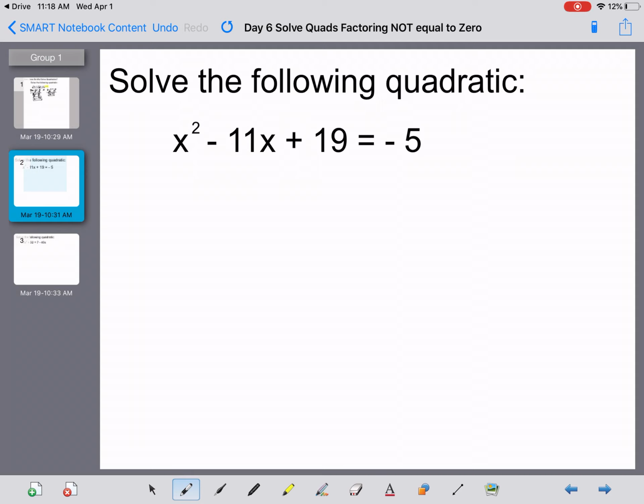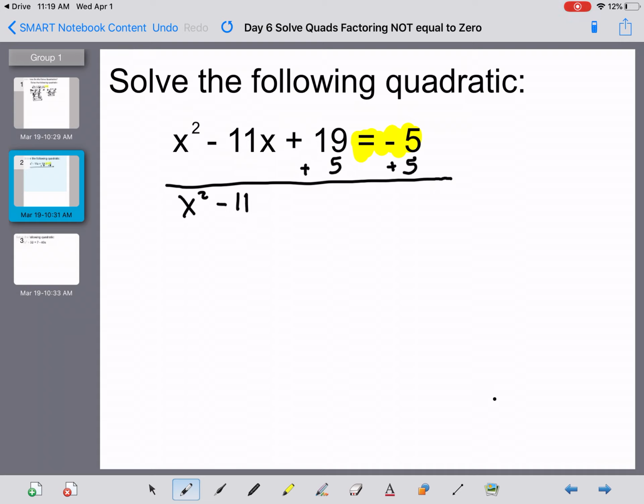When we're solving quadratics, we need to make sure that our equation is equal to 0. This quadratic is not equal to 0, so in order to make it equal to 0, I need to add 5 to both sides. When I add 5 to the left, I need to add it to the like term, which is the 19. So the x squared comes down, minus 11x comes down, and 19 plus 5 is 24, equals negative 5 plus 5 is 0.